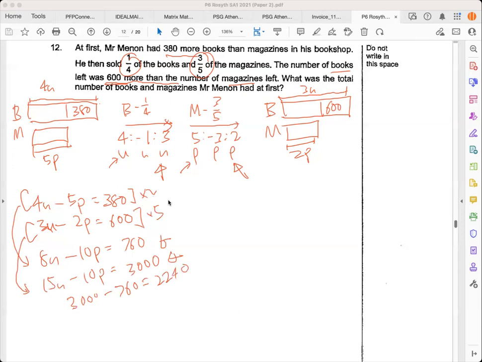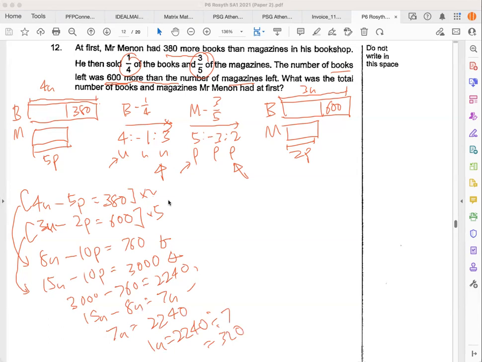On the left hand side, the 10p minus the 10p are the same, so the parts are gone. What is left is 15u subtract 8u, and that gives you 7u. So therefore 7u has to be equal to 2240. So 1u will be equal to 2240 divided by 7, and you will get 320. So the value of 1u is 320.